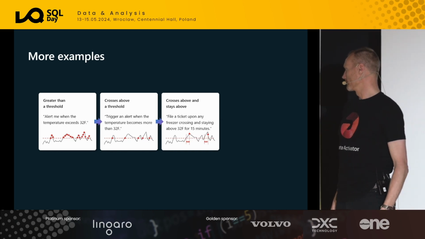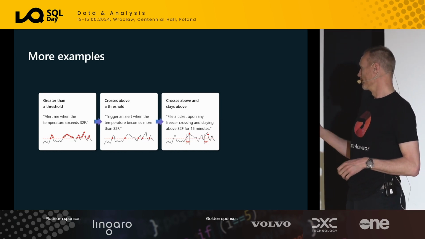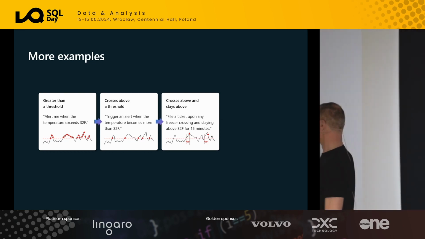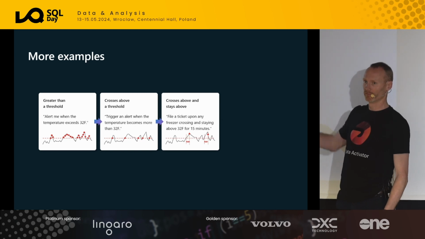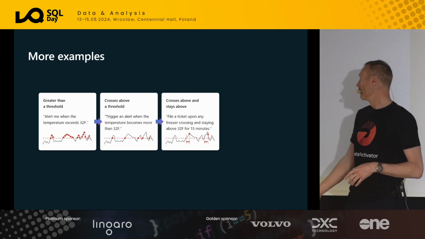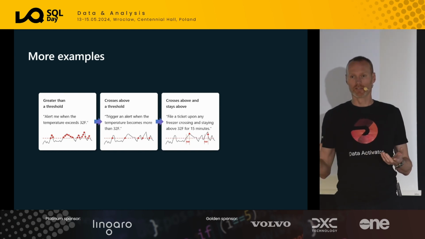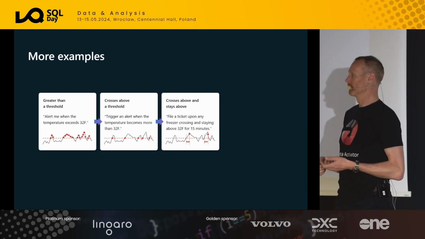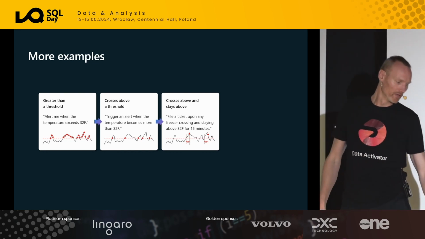And in this case, we'll only get 2 notifications because the first time here, it was staying above 32 degrees for less than 15 minutes. So we don't care about that. But the second time it crosses above 32 degrees, it stays for more than 15 minutes. And in that case, we would like to get an alert. And then it happens again a second time.